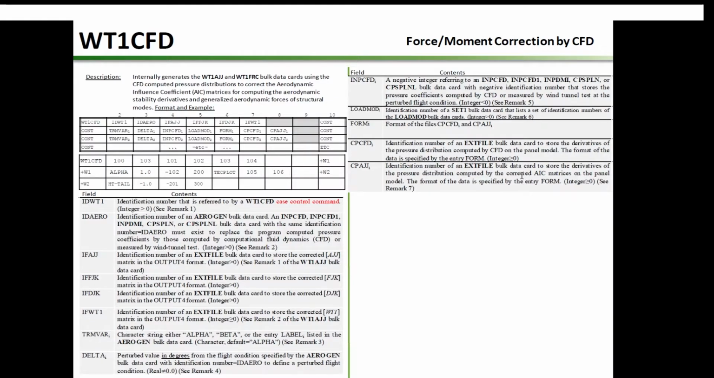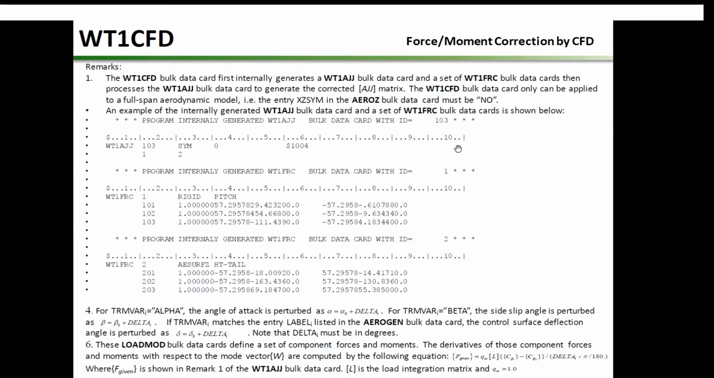Okay, this card will internally generate WT1 AJJ and a set of WT1 FRC, then process the WT1 AJJ to generate the corrected AJJ matrix. The WT1 CFD can only be applied to a full span model. In other words, the entry XZ symmetry in the LZ card must be known. The internally generated WT1 AJJ and the WT1 FRC is shown here.